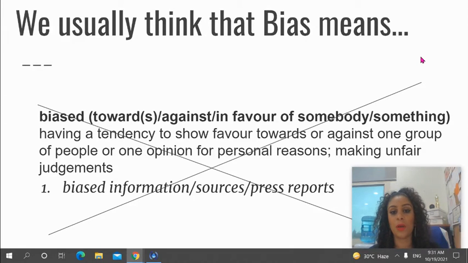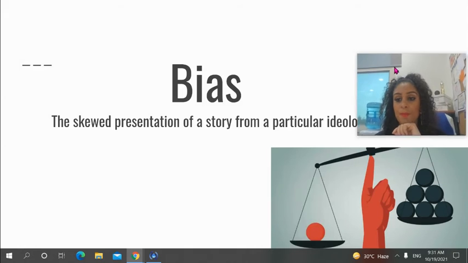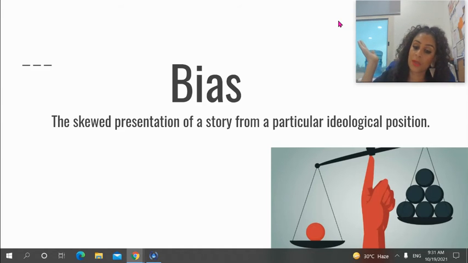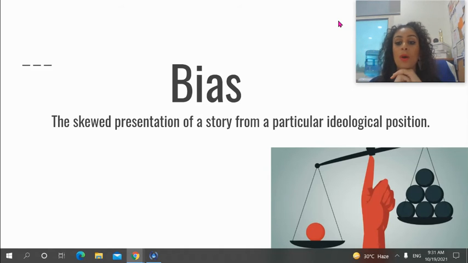But in order for you to understand ideologies, here's what you need to understand. Write this down for me. The definition that I really want you to get is that bias is really just the skewed presentation of a particular story from a particular ideological position. So I'll say it again and write this down. Bias is the skewed presentation of a story from a particular ideological position. And as you can see on the diagram here with the justice scales, it is tipped to one side. Okay? The word skewed, if you don't know what the word skewed is, please look it up.